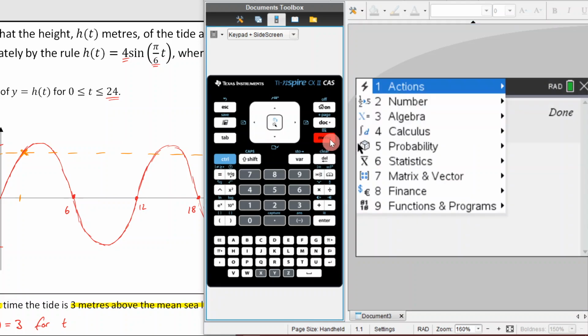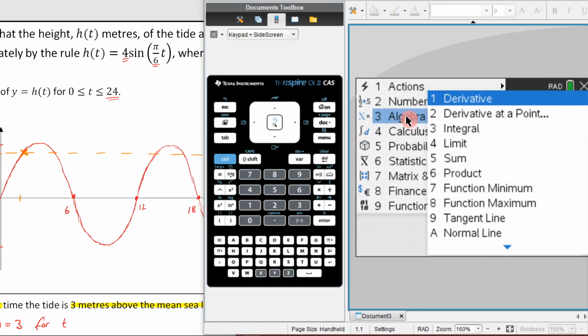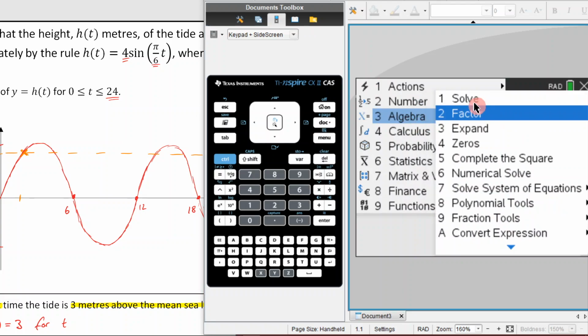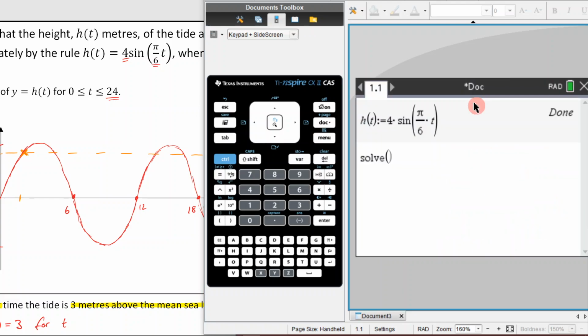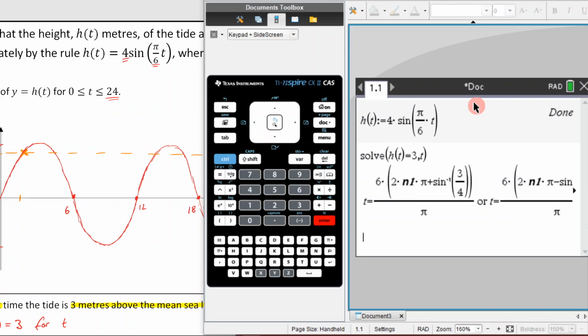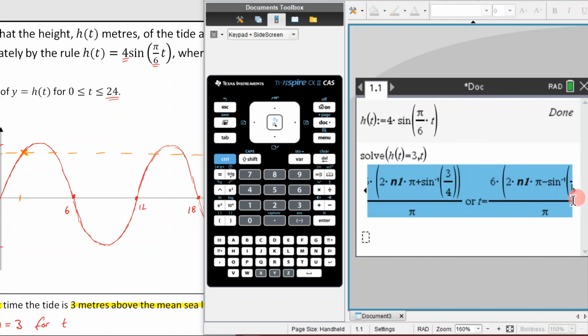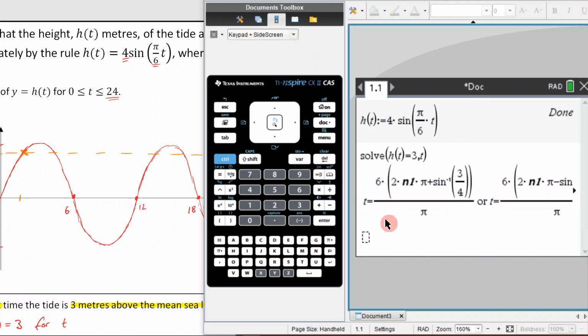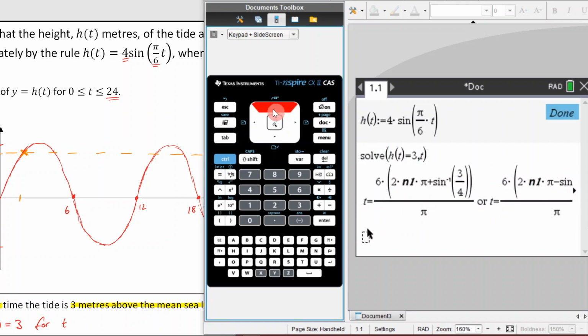We're now going to go menu 3.1, and we're going to solve h of t is equal to 3 for the t values. And it's going to give it to us like that. Now, it gives us a lot of values there. The reason why it's giving us so many values is because we haven't restricted the domain, which is a good thing to do here. So let's actually come back here.